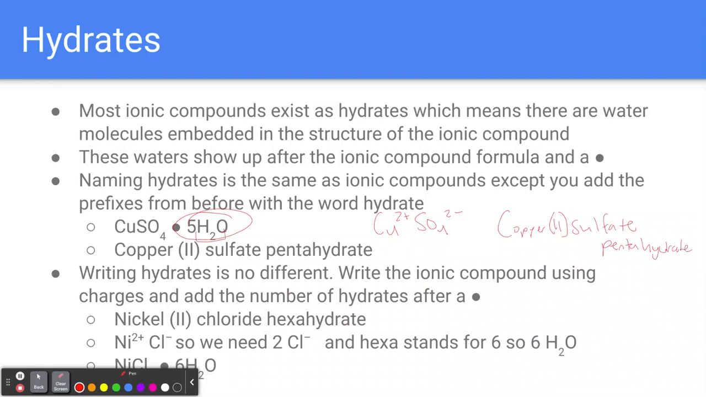Okay? And then when we write hydrates, it's no different than anything we've done before. We first have to figure out the ionic compound's formula using charges, and then after that, you have to make sure that's correct, but after that, you're going to write the number of waters after a dot. So in this case, nickel(II) chloride, we have nickel 2 plus and chloride 1 minus, so we need 2 chlorides and just 1 nickel, so NiCl2. And then it tells us hexahydrate. So hexahydrate is 6 waters. So this is the formula right there.